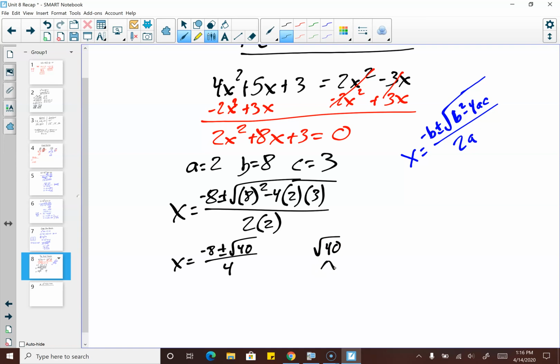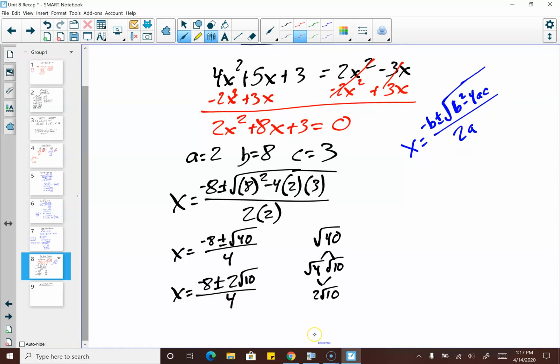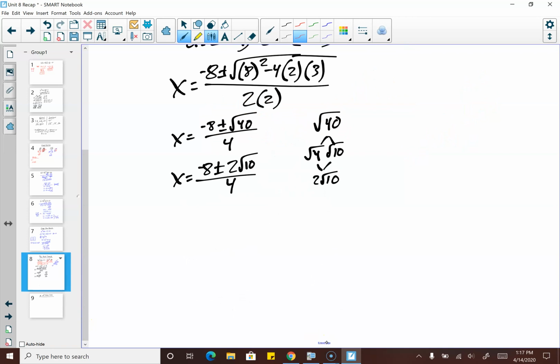40 is not perfect, but 40 does split to the square root of 4 and the square root of 10, which gives us 2 square root 10. So we're going to replace x equals negative 8 plus or minus, instead of square root 40, we will have 2 square root 10 over 4. And now you are at the place where you are allowed to simplify if you can. So you look at the numbers that are outside, negative 8, 2, and 4. You can divide all of them by 2.